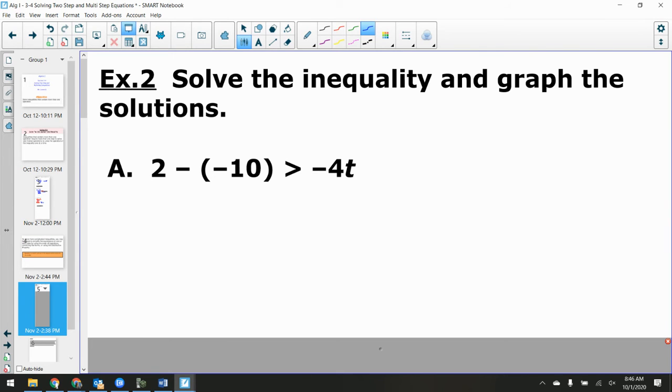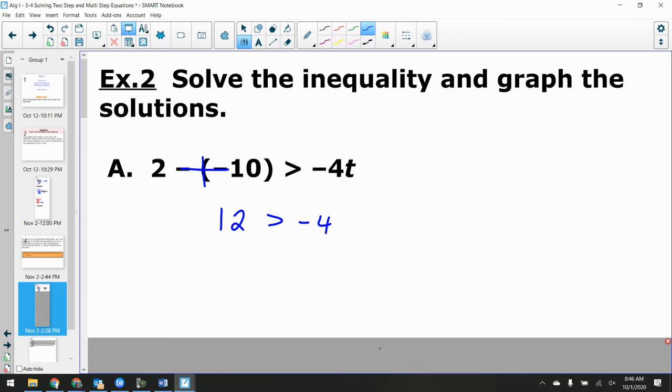Solve the inequality and graph the solutions. Oh, this is kind of an interesting one. What is 2 minus a -10? Throwback to the first day. What do I have to do with that minus a negative? Yeah, make a big plus sign, make a big positive. 2 plus 10 is 12.